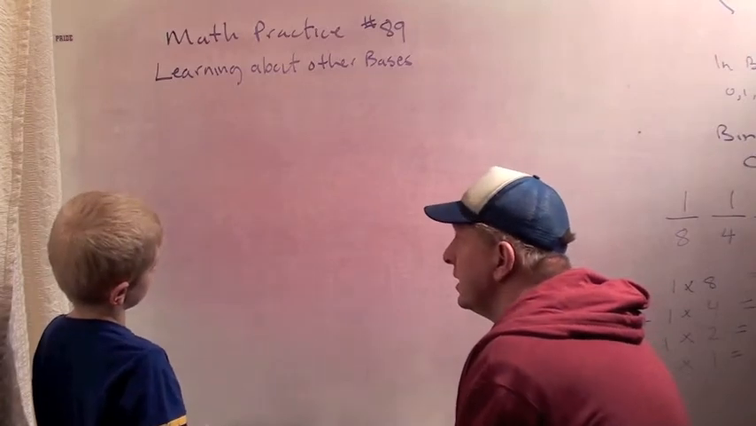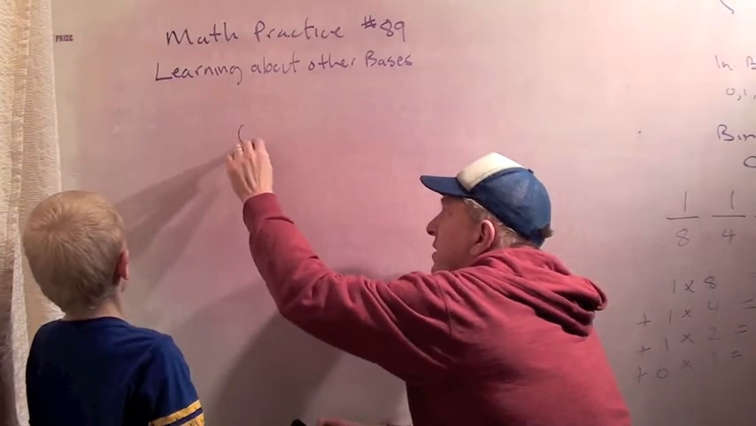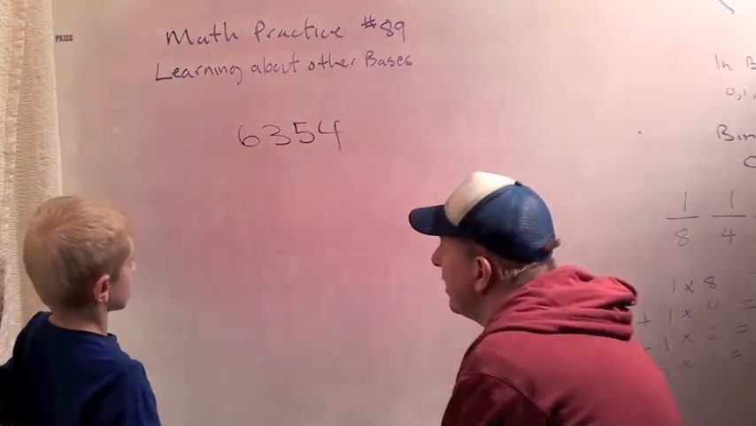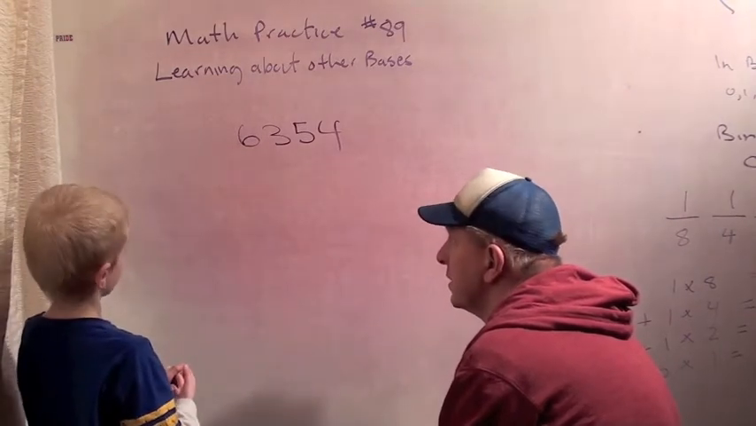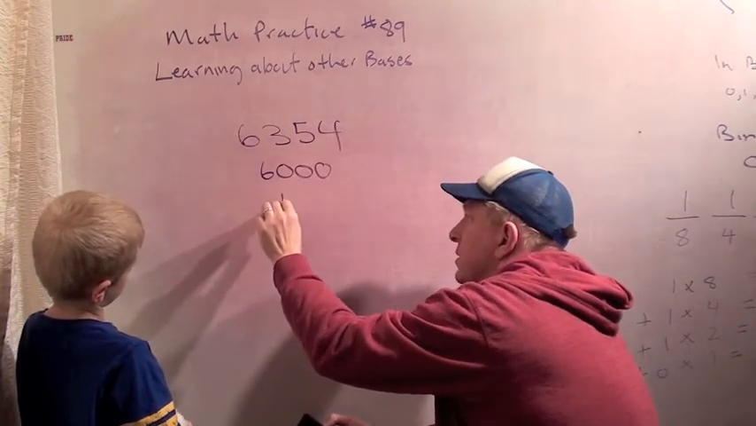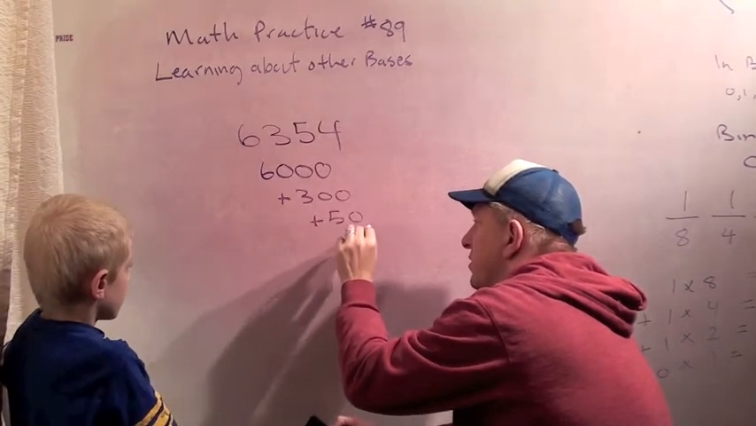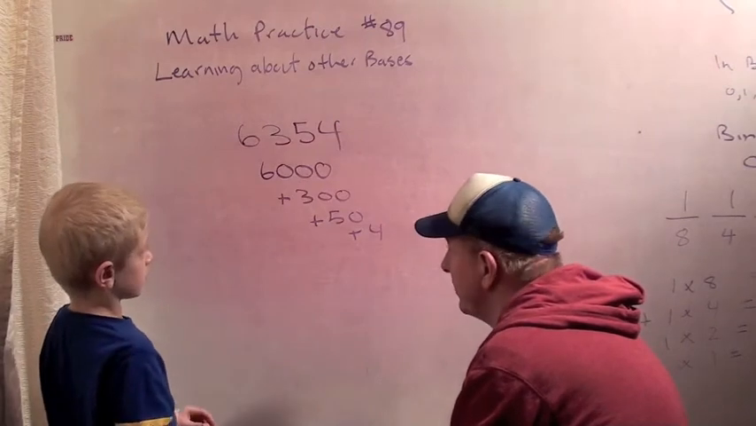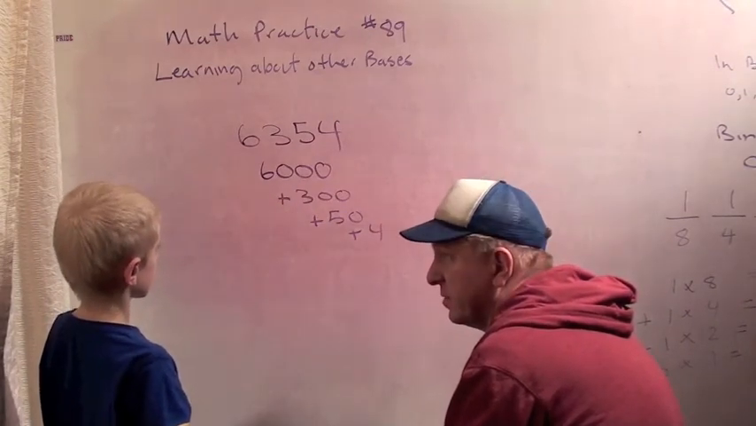So we know what numbers like this mean. Let's call it, say, 6,354. Okay, so if I have that number, 6,354, do you know what that means? It means 6,000 plus 300 plus 50 plus 4. So we have a shorthand. It would take a long time if all of our numbers we had to say out like this: 6,000 plus 300 plus 50 plus 4.